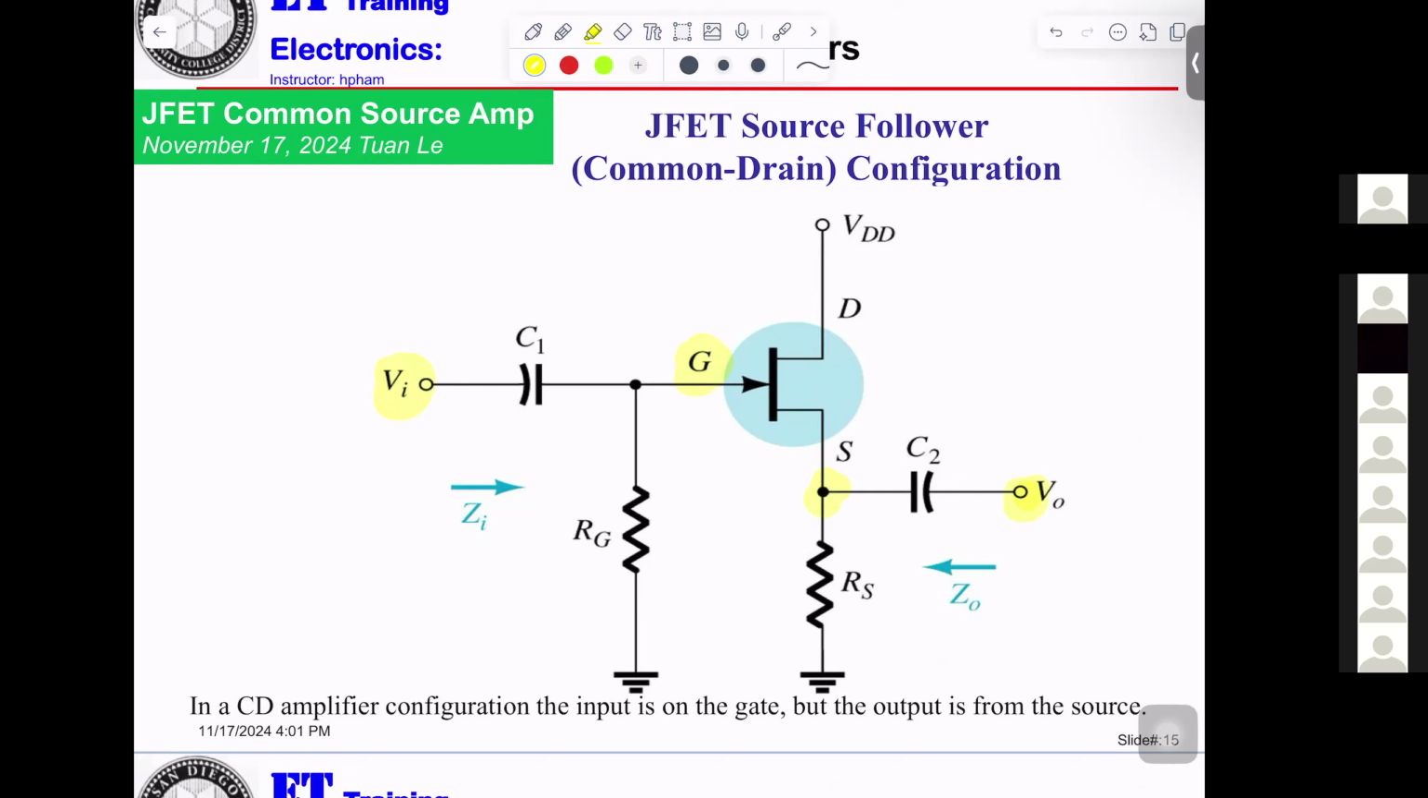And they also get another name: source follower. That's only telling you the signal at the source and the signal at the VOut are the same thing. If you get the signal at the source, then you get the signal at the VOut. That's why they get another name, source follower or common drain.